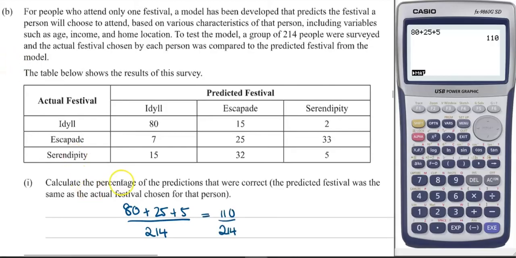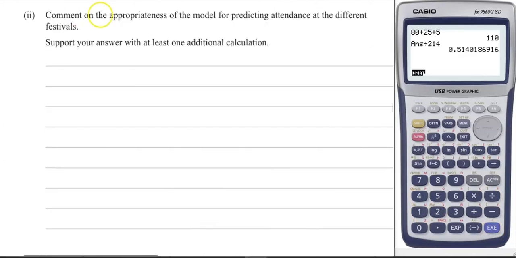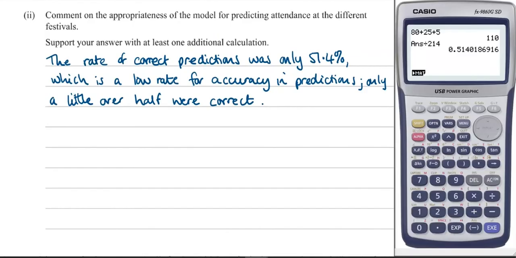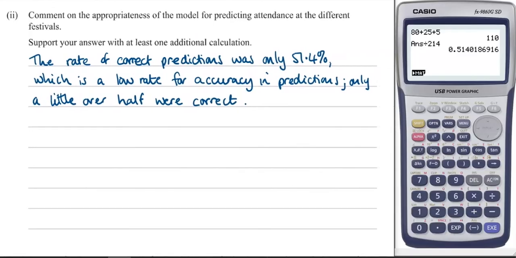And we've been asked to give it as a percentage. So let's do that. That'll be 51.4%. Okay, comment on the appropriateness of that model that was used for predicting. Support your answer with at least one additional calculation. So we need to use what we just did plus an additional one. So let's start with the one we just had. It's only just a little bit over half correct of the total predictions.